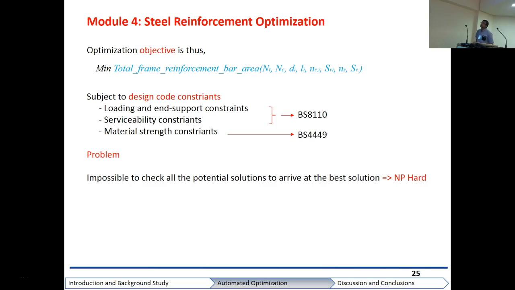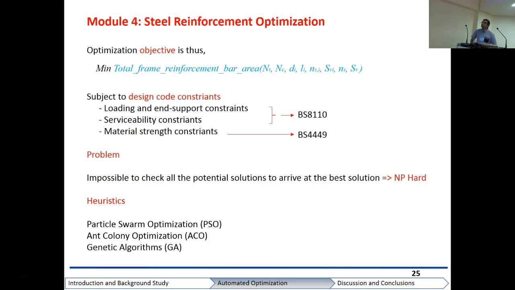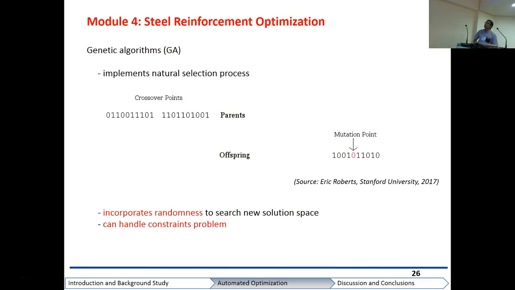Now to deal with this class of problems, several heuristic approaches have been developed in the past, like particle swarm optimization, ant colony optimization, and genetic algorithms. In the current work, we use a genetic algorithm to tackle the problem. A genetic algorithm is a process of natural selection by crossover and mutation to find better offspring from the existing parents, which helps us incorporate randomness to search new solution space. GA also helps us handle constraints, which is the case in our current optimization problem.